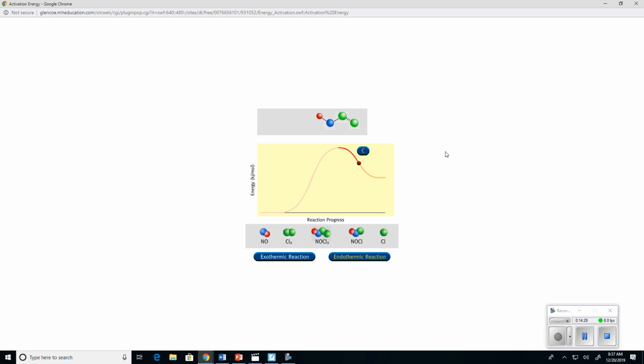At this point in the reaction, the bond between nitrogen and chlorine continues to strengthen, and the bond between the two chlorines continues to weaken. A bond is now formed between nitrogen and chlorine. The bond between the two chlorines has broken. The products of this reaction are nitrosyl chloride, NOCl, and chlorine atoms. The products are less stable than the reactants. The products have a higher potential energy. In this type of reaction, heat will be absorbed from the surroundings by the reacting mixture. The heat absorbed, or delta H, is 83 kilojoules per mole. This is an endothermic reaction.